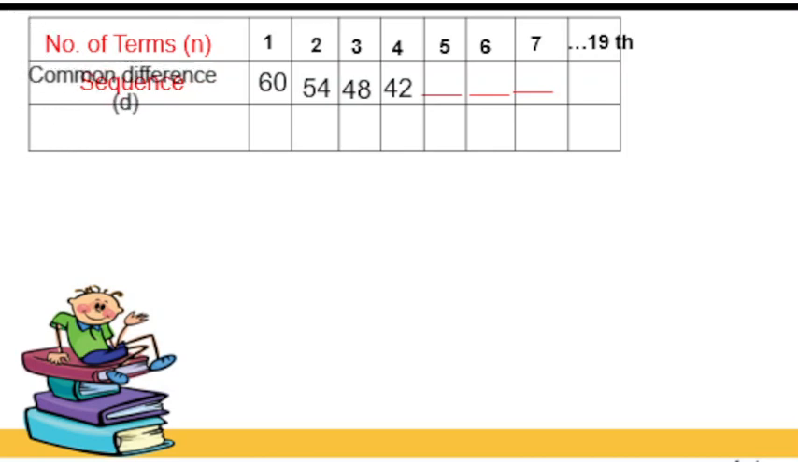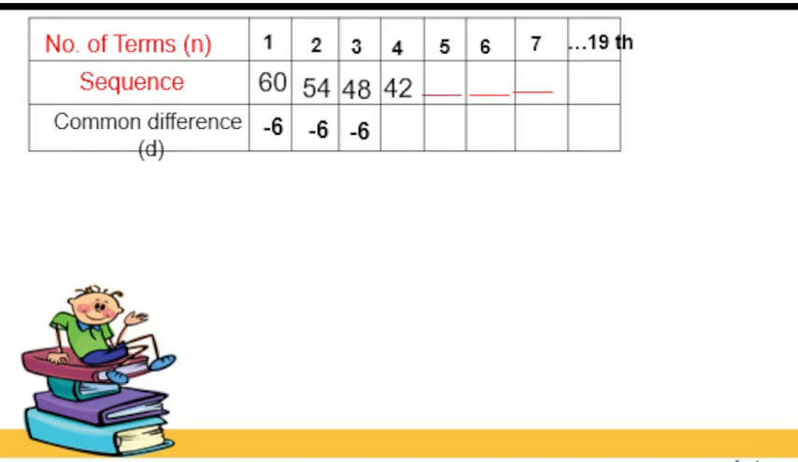Now get the common difference. The common difference: 54 minus 60 is negative 6. 48 minus 54 is negative 6. 42 minus 48 is negative 6. And whatever number is there, the difference is negative 6. Now, to get the nth rule, since the common difference is negative 6, write negative 6 and then the n. Now, so we have the negative 6n.